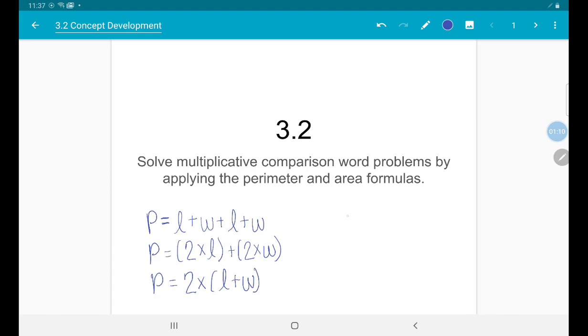If we wanted to find the area or the measure of the inside of a rectangle, we would multiply length times width. So remember, perimeter measures around the outside, and area measures the inside.